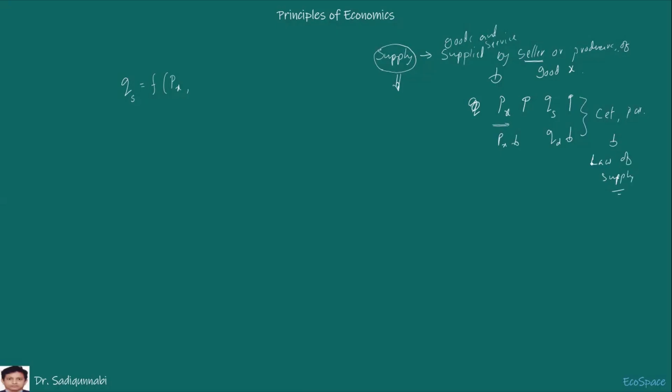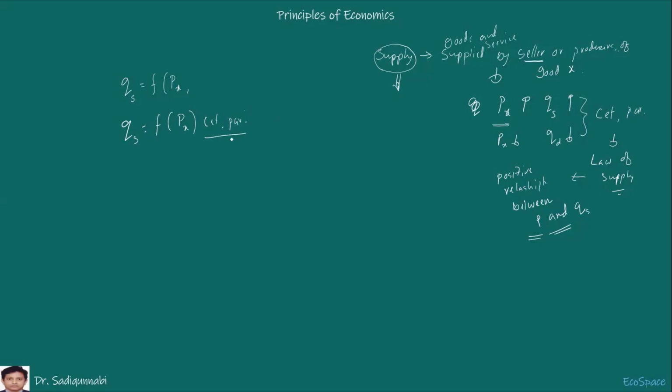These are called law of supply. So what is the law of supply? Law of supply means the positive relationship between price and quantity supplied. Now we can say that QS is a function of PX, ceteris paribus.